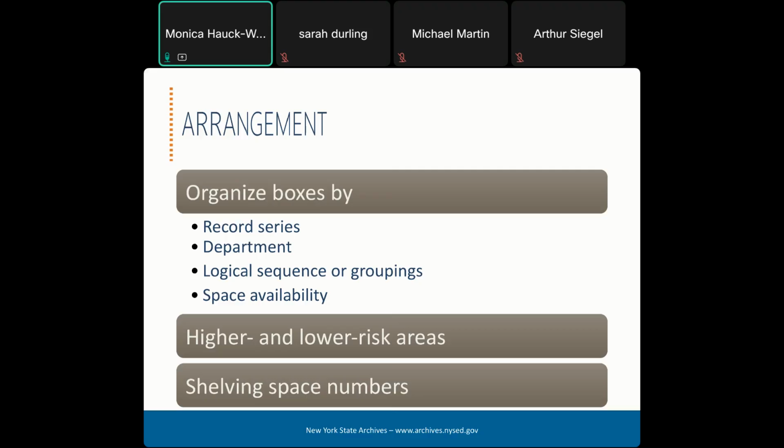This could be a fairly simple process if you have a small record storage area, but if you have a large volume of records and a large record storage area, it could be an absolute nightmare. If you think that that's going to be your experience, that it is going to turn into something just very overwhelming, you might want to consider not using a strict filing scheme and instead placing boxes based upon space availability.